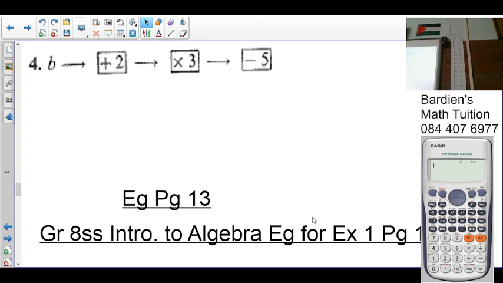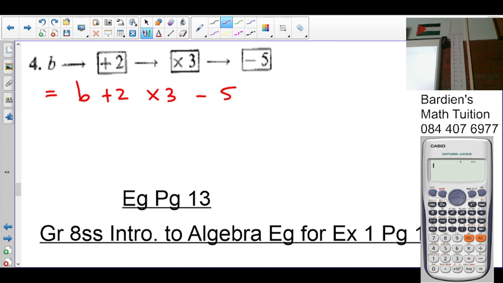Right, what must be done first? You're going to say it's B plus 2 times 3 minus 5. You all agree with that? Where must the bracket be? B plus 2. That needs to be done first, and then you multiply by 3 and then you subtract the 5. You all understand? Who's confused? You all okay?